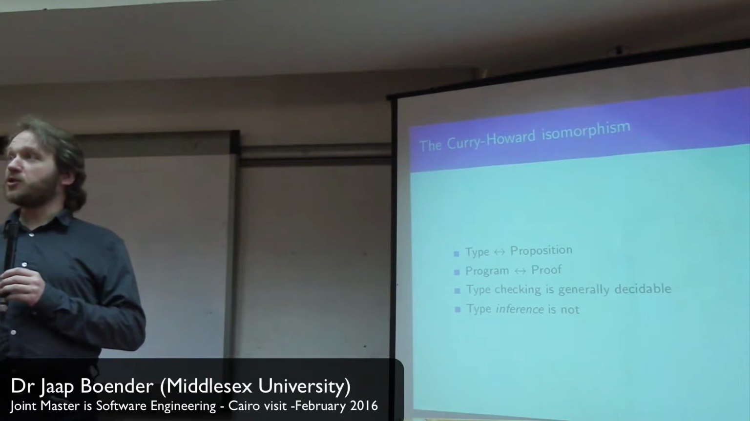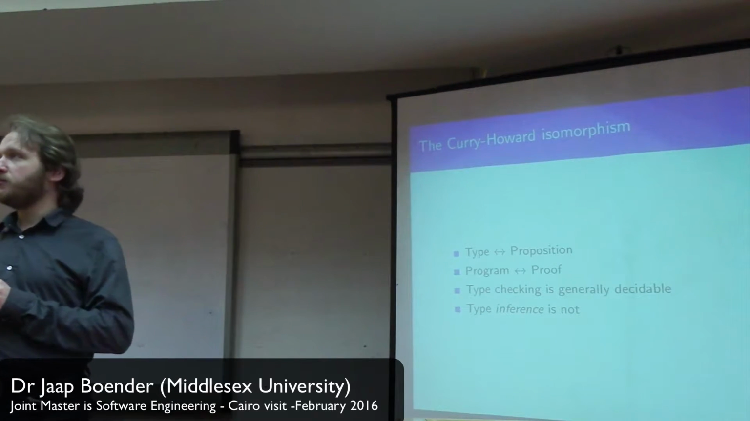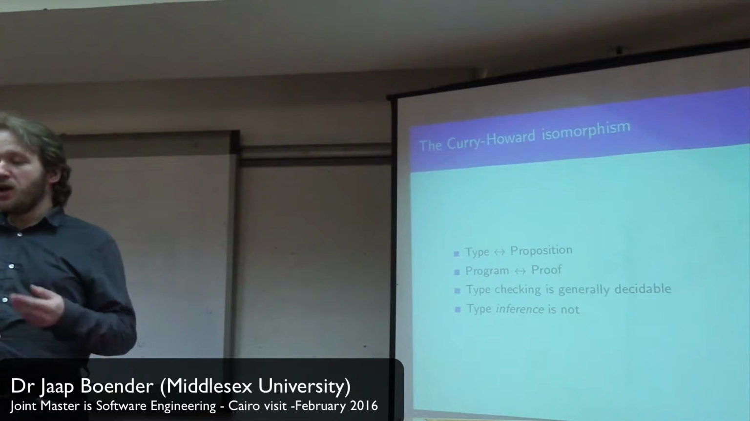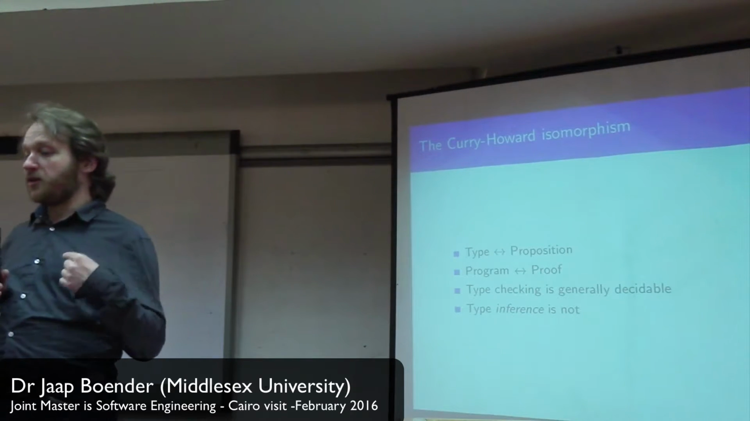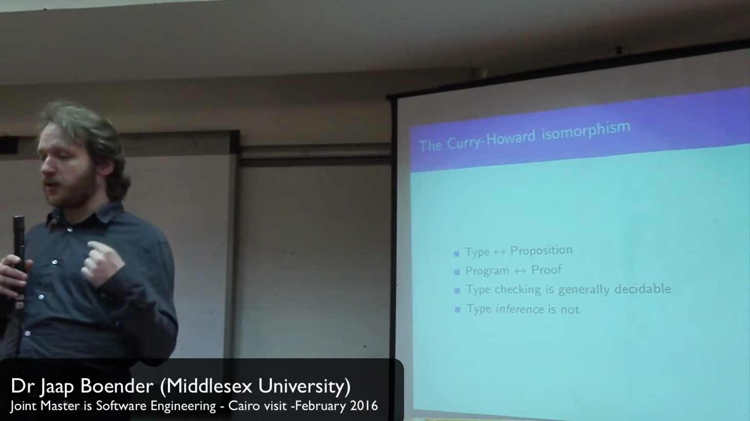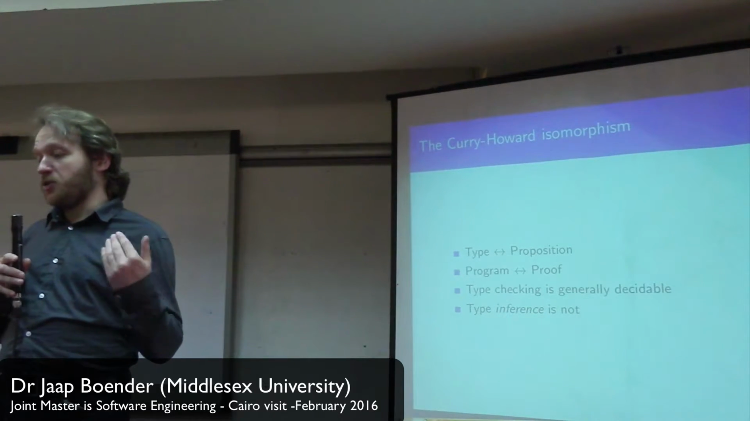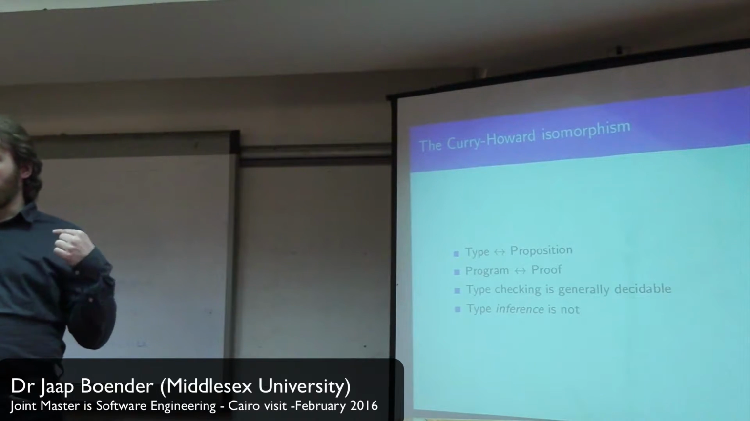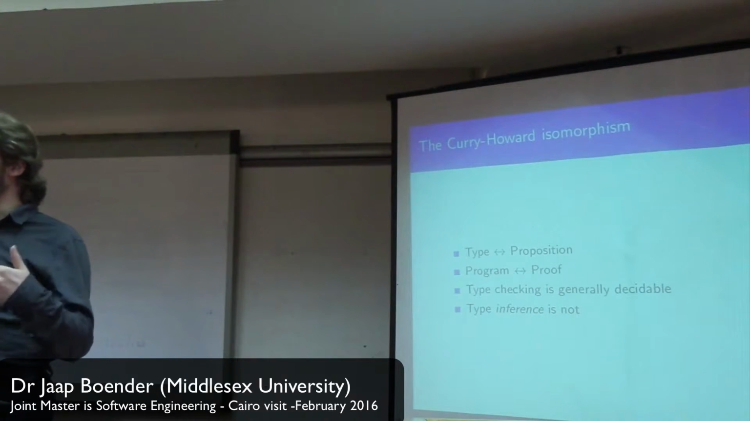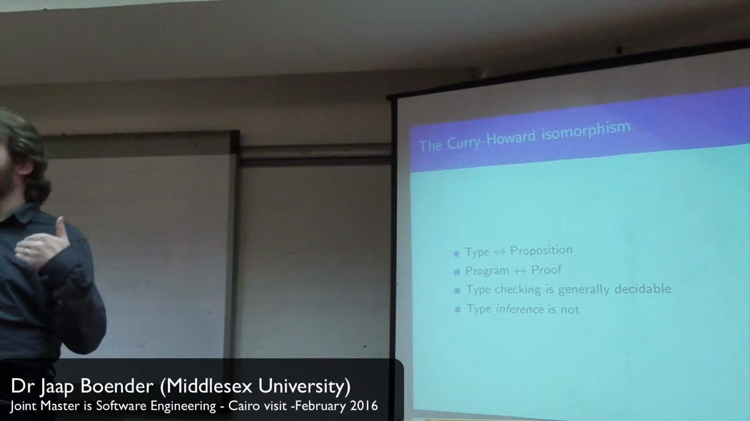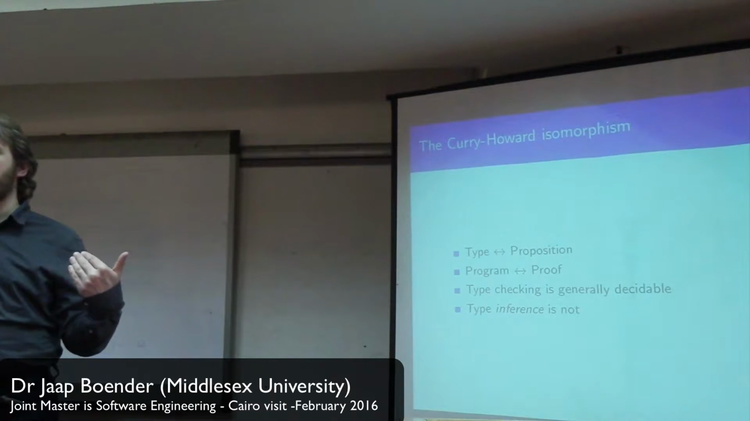The point here is that type checking generally is decidable. So type checking whether a program has a certain type, that's decidable. You can decide whether a program is a certain type, so you can check whether a proof is valid for a certain proposition. That can be done automatically, type checking is.